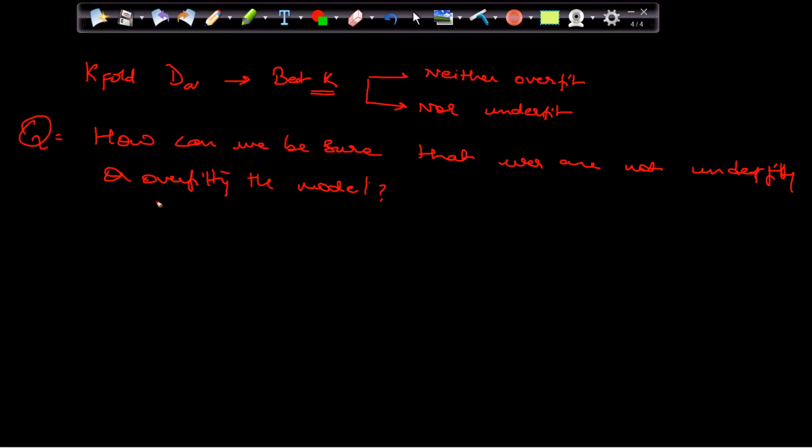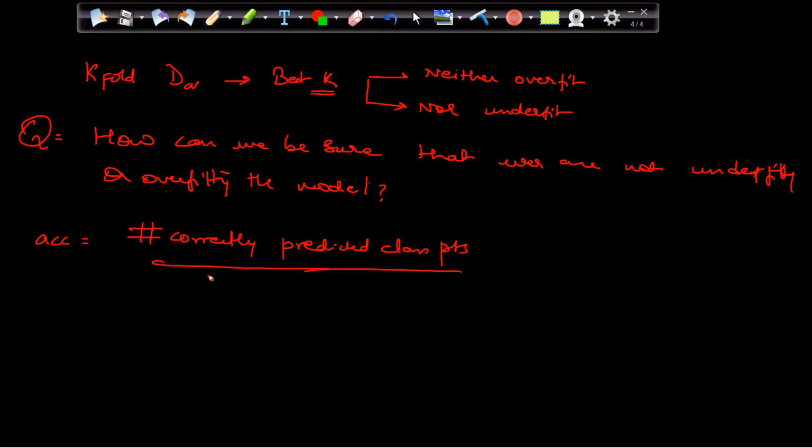Now, we already had a discussion about accuracy in one of the sessions, right? Where we spoke about the confusion matrix and all those things. So accuracy, the formula comes out to be: accuracy is nothing but correctly predicted class points upon total number of points. That is what my accuracy is.